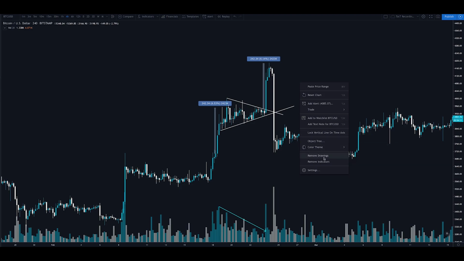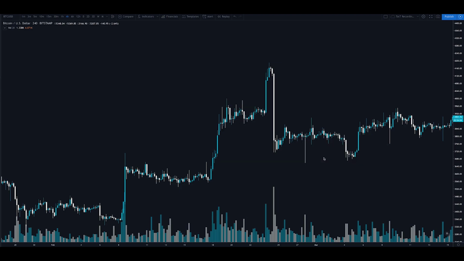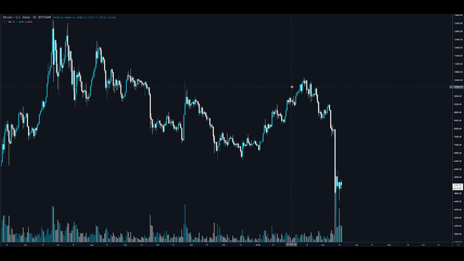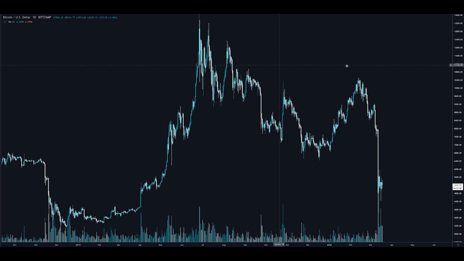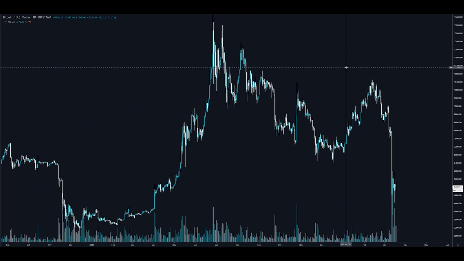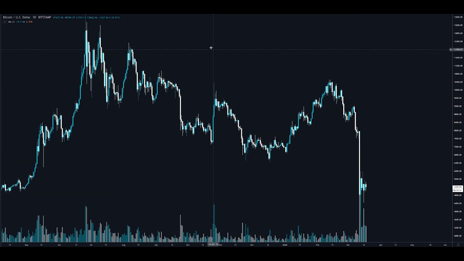So these are some bullish and bearish continuation structures, but let's take a look at some bullish and bearish reversal structures. Let's look at a bearish reversal structure first. Let's look at the daily Bitcoin chart and see if anything screams at us. Well, right off the bat, I see a very large descending triangle right here, right?